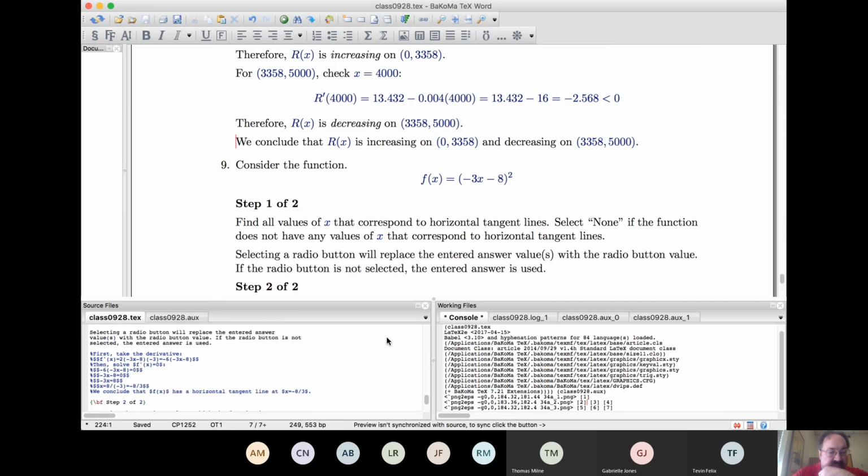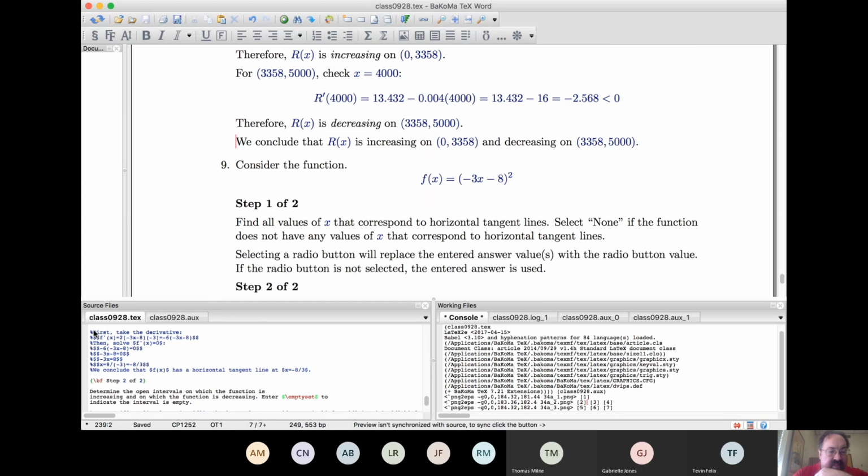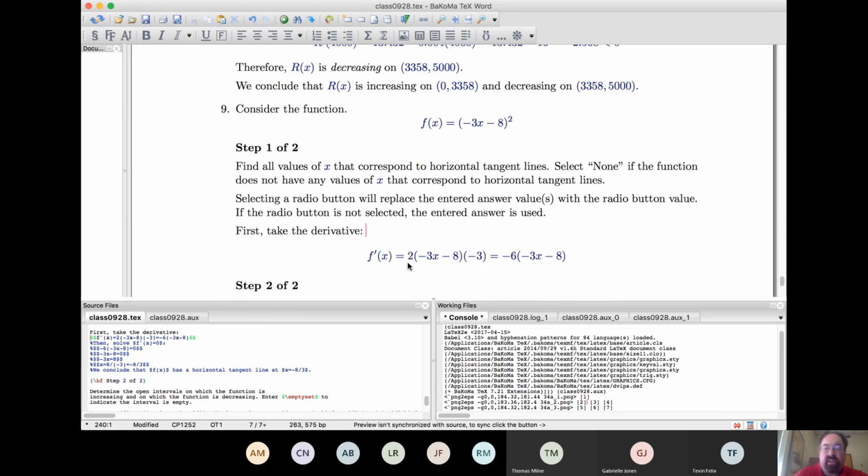Last problem, we're looking for horizontal tangent lines. So again, we're looking at where the derivative is 0. So here what I do is use the general power rule. I pull the 2 down, the exponent, and then I have this raised to the first power. And then I take the derivative of what's inside here, which would be minus 3. And then I go ahead and condense that, and this is my derivative. Of course, you can take the minus 6 and distribute, but in this case, I found it easier not to.